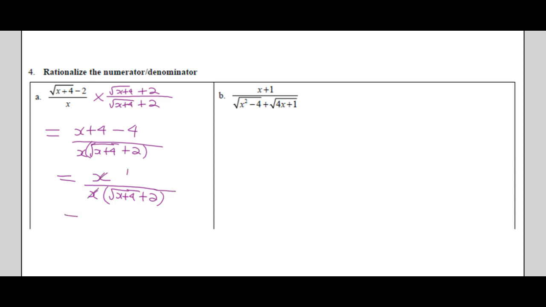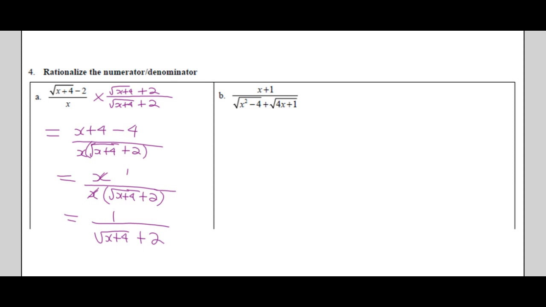And these guys cancel. And there's your expression with a rationalized numerator. Okay, rationalized numerator. It's going to come in handy. Next one, rationalizing the denominator.